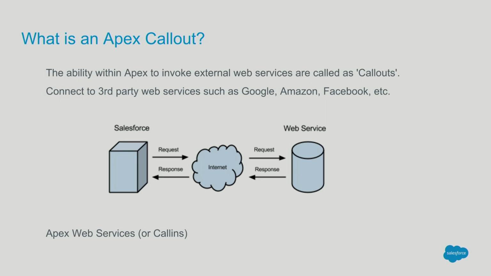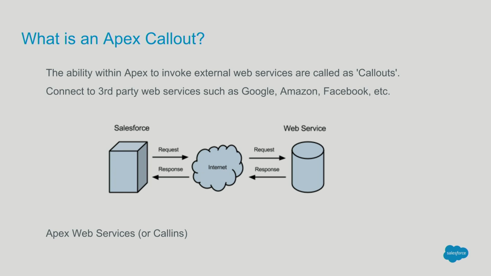Let's start off with understanding what an Apex callout is. The ability within Apex to invoke an external web service and get data to be displayed within your Salesforce application is called a callout. In other words, if you want your Salesforce application to connect to Google, Facebook, Twitter, to try to get data from these external web services and get it displayed in a way that you would want to enhance the working process of your application, then callouts is your answer.